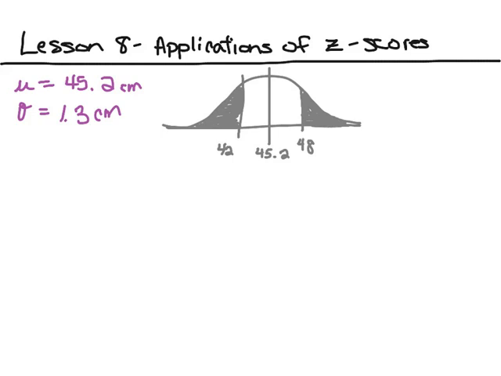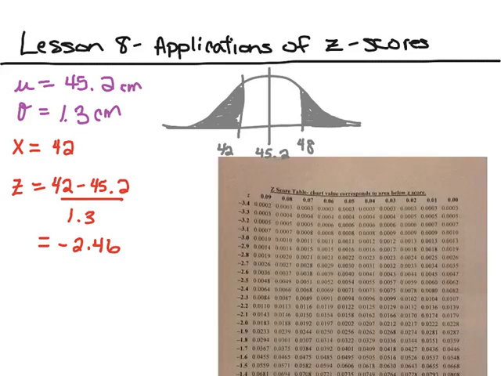So first thing we need to do is calculate the z-score for x to be 42 and then again for x to be 48. So z is equal to 42 minus 45.2 divided by 1.3. And you should get negative 2.46. And if you bring up your z-score chart, negative 2.46 is 0.0069.